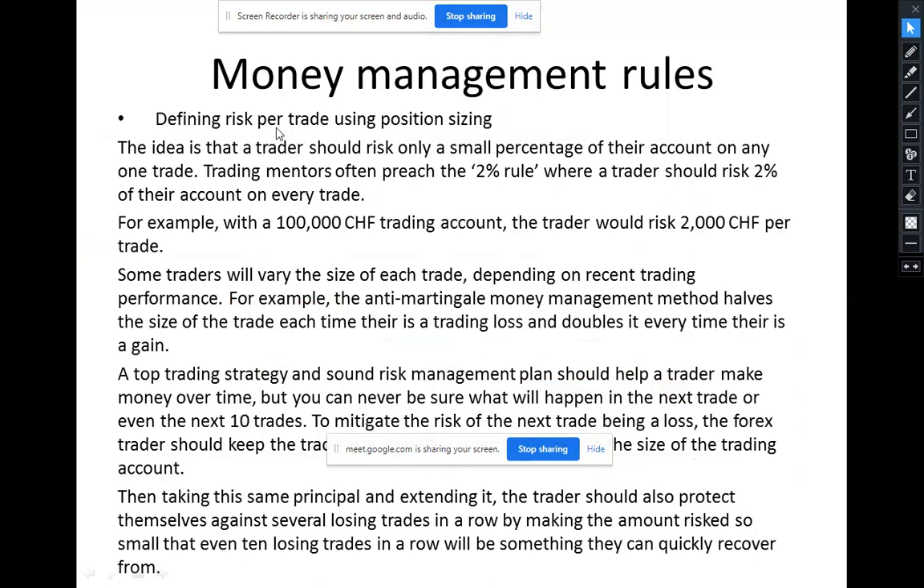Defining risk per trade using position sizing. The idea is that a trader should risk only a small percentage of their account on any one trade. Trading methods often preach the 2% rule, where a trader should risk 2% of their account on every trade. For example, if you have a 100,000 CHF trading account, the trader should risk 2,000 CHF per trade.